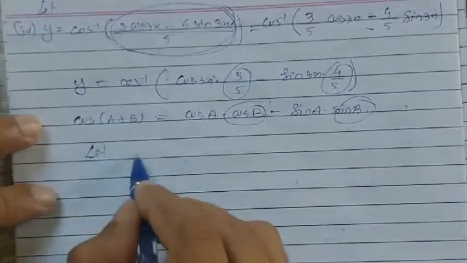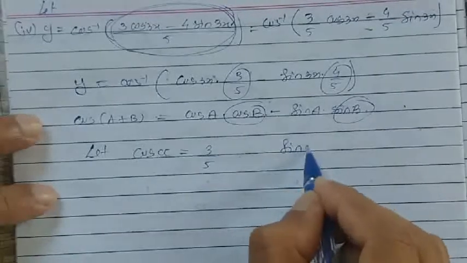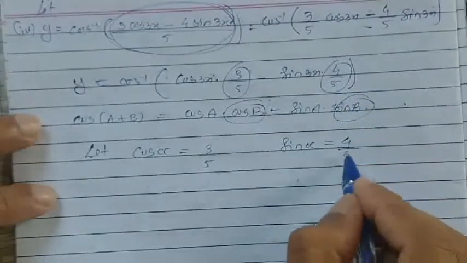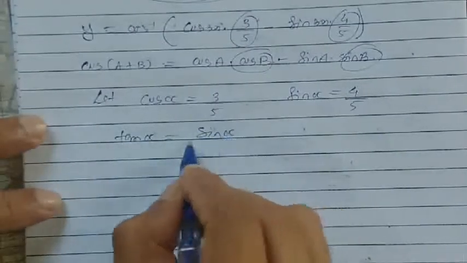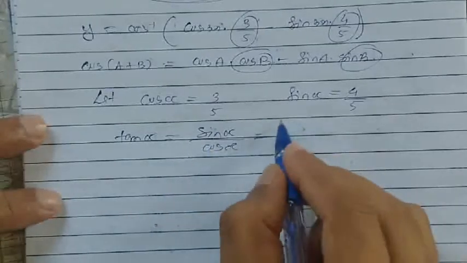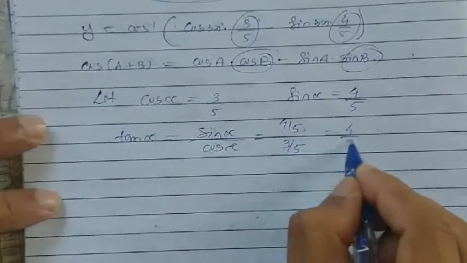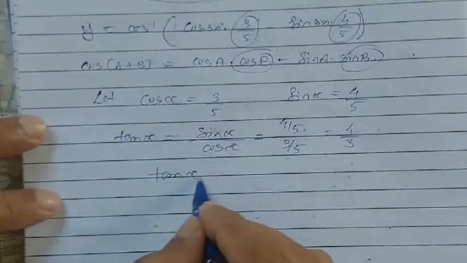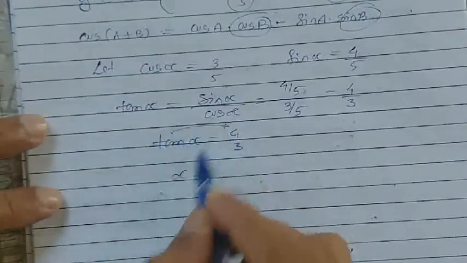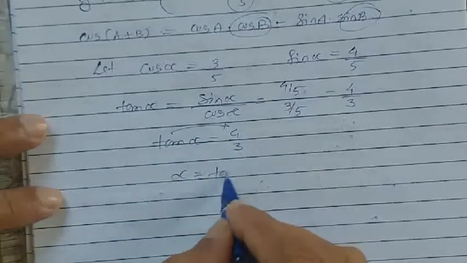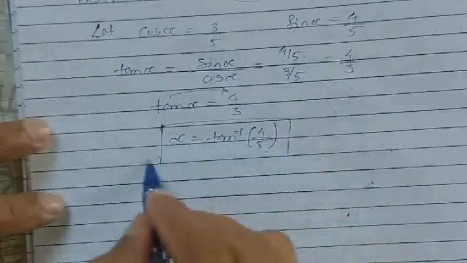So let us assume that first angle cos of alpha is equal to 3 by 5 and sin of alpha next to it is 4 by 5. So what is the value of tan of alpha, which is nothing but sin alpha divided by cos alpha. So what we get, 4 by 5 divided by 3 by 5 getting cancelled, it is 4 by 3. So we get that tan of alpha is equal to 4 by 3. How to get that alpha value? Shift that tan from LHS to RHS, it generates tan inverse of 4 by 3. So we have alpha value.